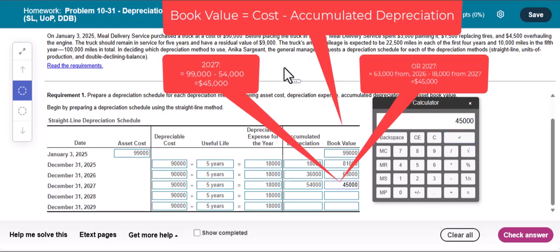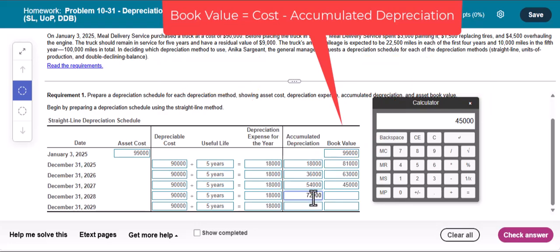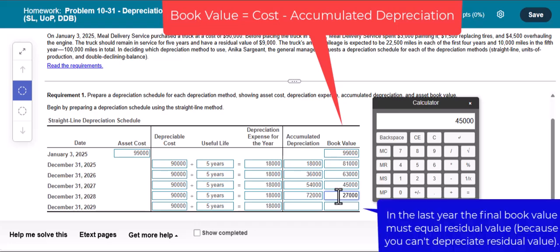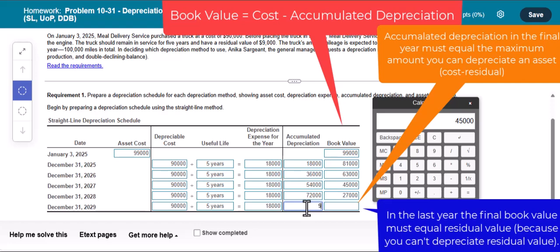And I'm going to go ahead and do the same thing for these next couple of years here. In essence of time, just going to input them here. So that's that 54,000 accumulated depreciation from the previous year, plus the new depreciation for the year of 18,000 equals 72,000, leaving us with a book value of 27,000. And then the last year here, we have accumulated depreciation of 90,000, leaving us with a book value of 9,000, which again is that leftover residual value here. And so if we've done this correctly, let's go ahead and check our answer here.